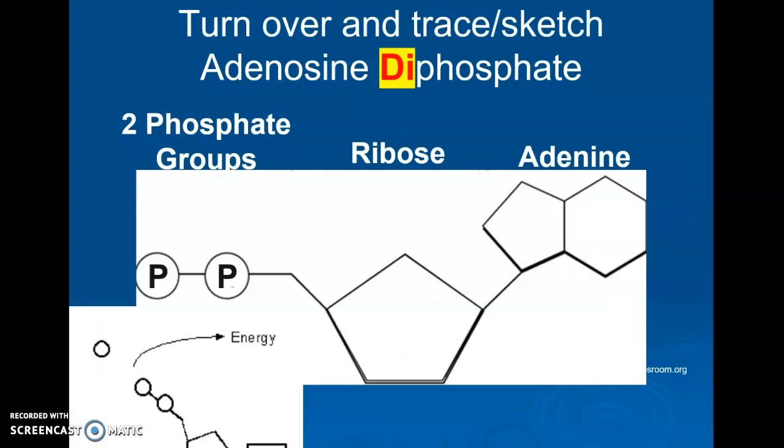And when that bond is broken, the molecule is now called ADP, or adenosine diphosphate. So ADP is still adenine, ribose, and now two phosphate groups. So this molecule does not have as much energy. The energy has been released. So we're constantly going through a process of adding a phosphate group to store energy in the form of ATP, and removing a phosphate group to release the energy in ATP.